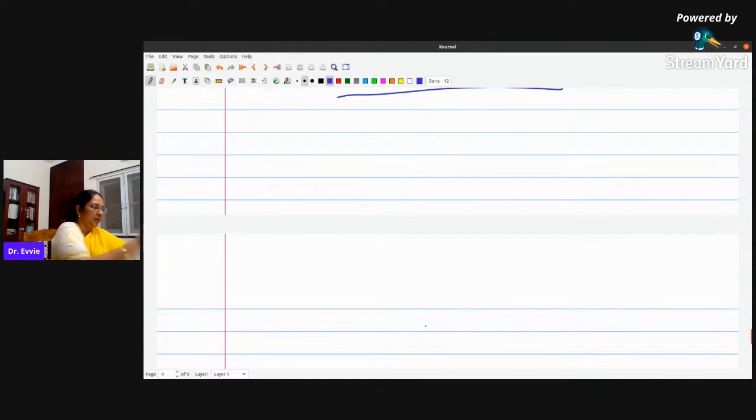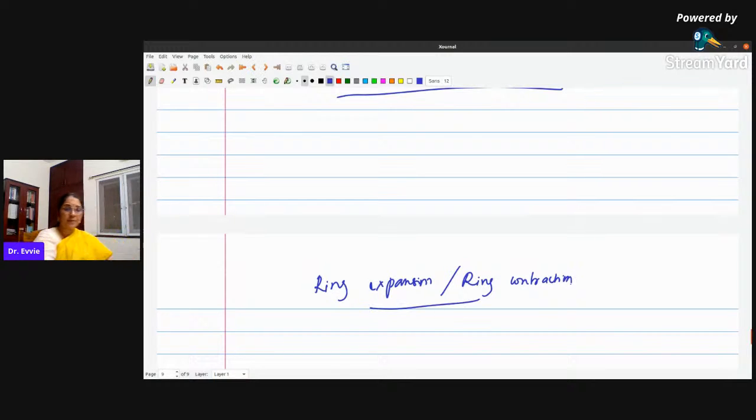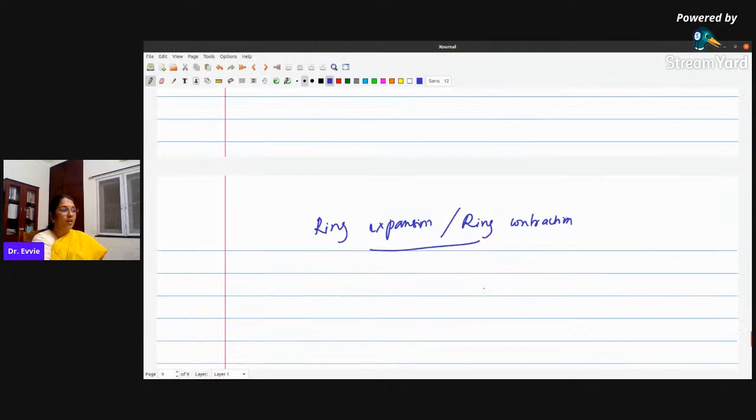So let me write it. Ring expansion and ring contraction. So sometimes you'll see that there's no substitution where you have to do the substitution. A positive species will undergo either, imagine, a 5-membered ring becoming a 6-membered ring, or a 4-membered ring becoming a 3-membered ring.